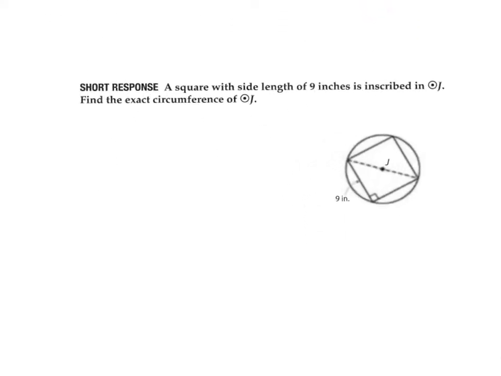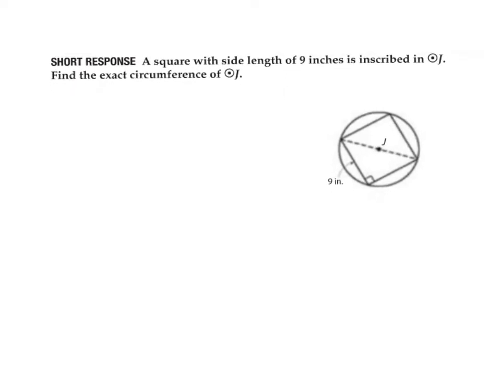Short response, that will be question number 1, and we have 2 more to do. A square with side length of 9 inches is inscribed in circle J. And the question is, find the exact circumference of circle J. I'm going to underline the word exact. Exact means in terms of pi and using radicals if you have to. So please do not multiply whatever you get by 3.14. That will be approximation. Exact means leave it in terms of pi.